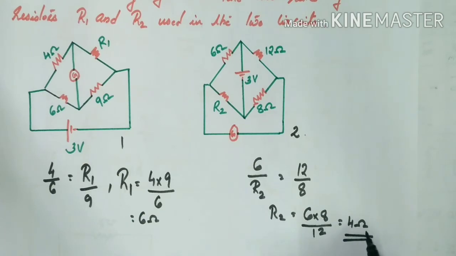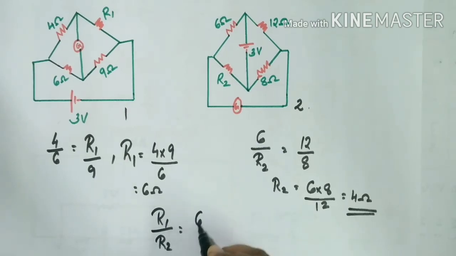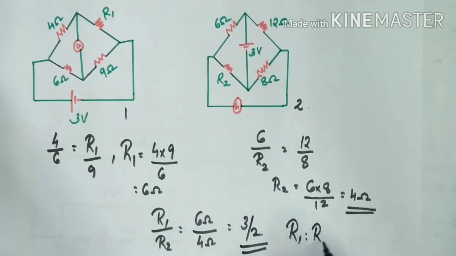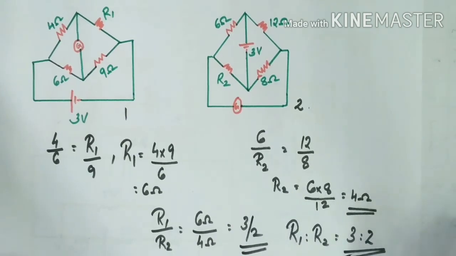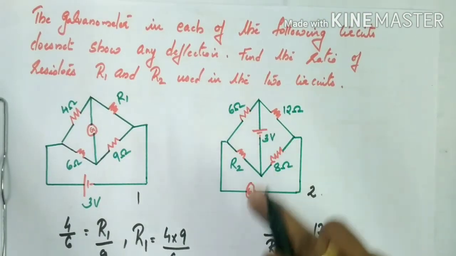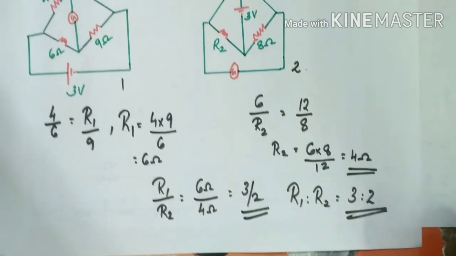We have to find the ratio of R1 and R2. So R1 by R2 equals 6 ohm divided by 4 ohm, which is equal to 3 divided by 2. So the ratio R1 to R2 is 3 to 2. Please note the main thing: at the balance point, we can interchange the battery and galvanometer. It will not affect the balance condition. So here the answer is 3 to 2.